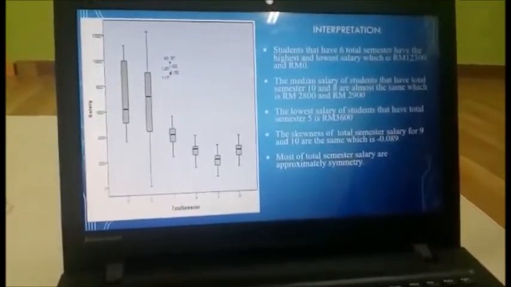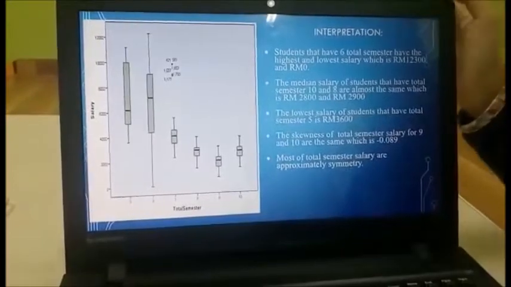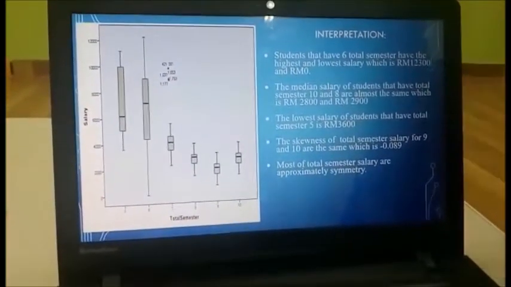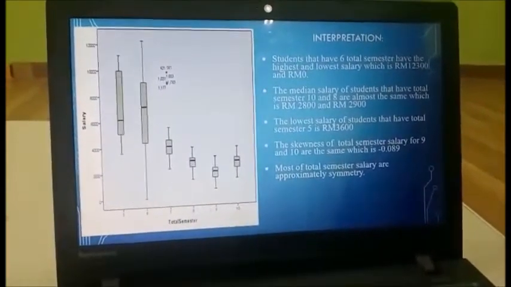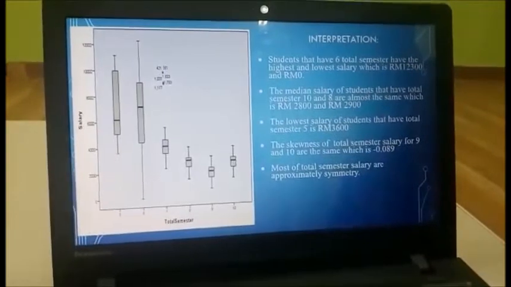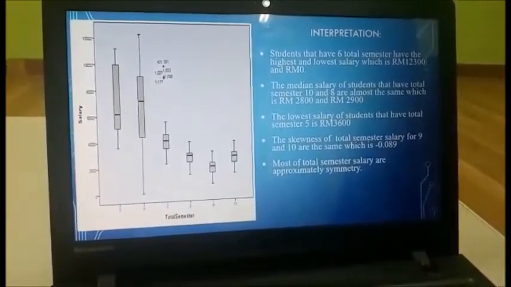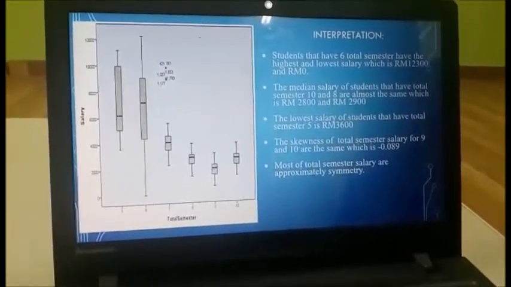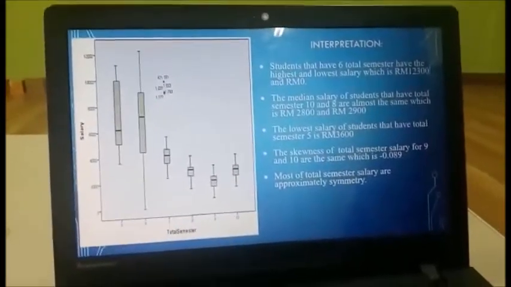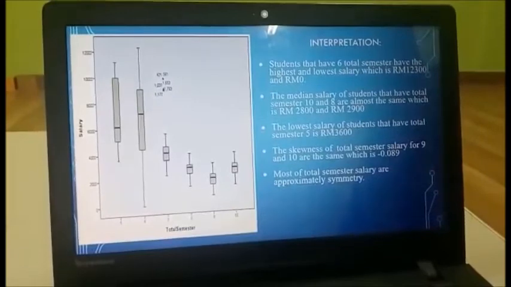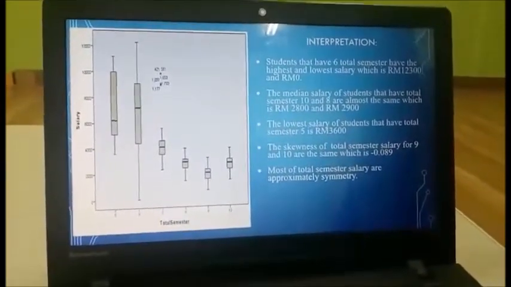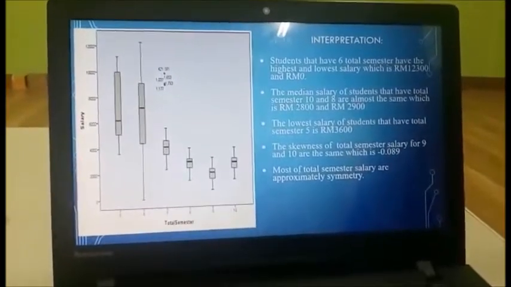Using this box plot, we can interpret that students that have 6 total semester have the highest and lowest salary, which is 12,300 ringgit and 0 ringgit. The median salary of students that have total semester 10 and 8 are almost the same, which is 2,800 ringgit and 2,900 ringgit. The lowest salary of students that have total semester 5 is 3,600 ringgit.